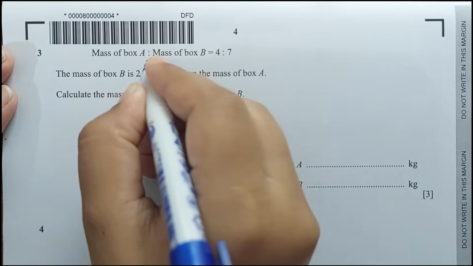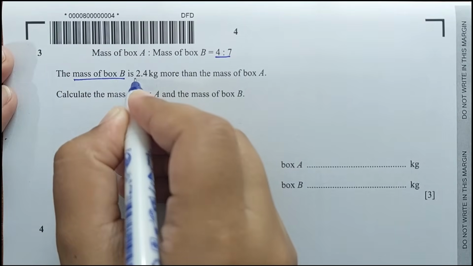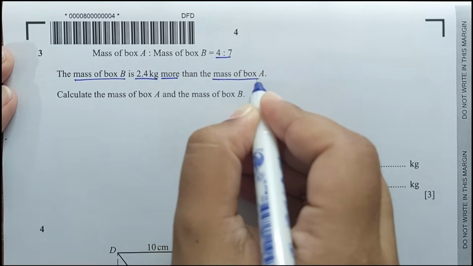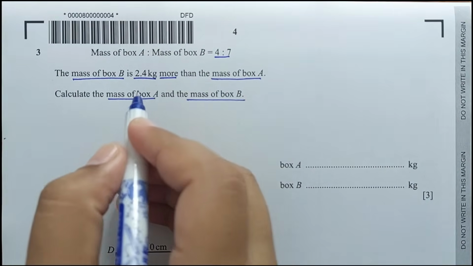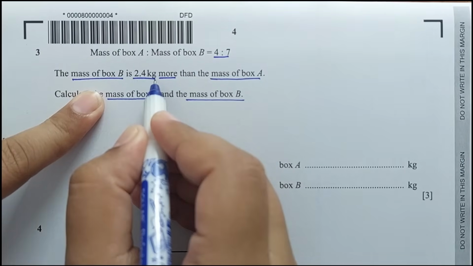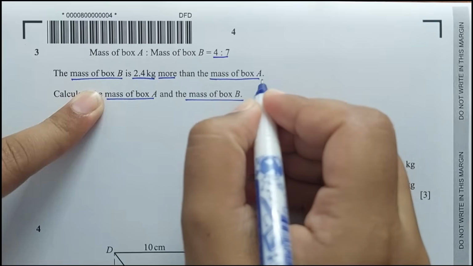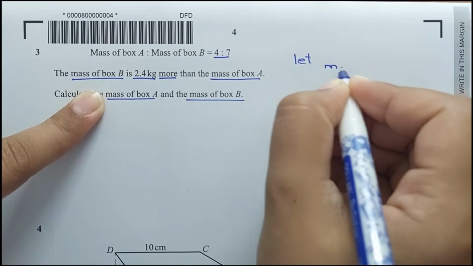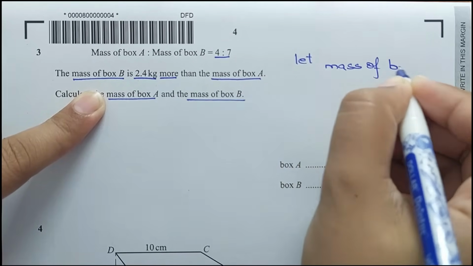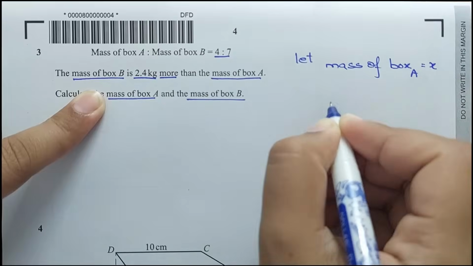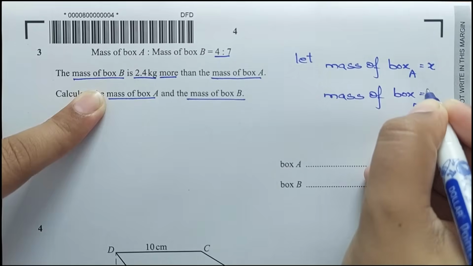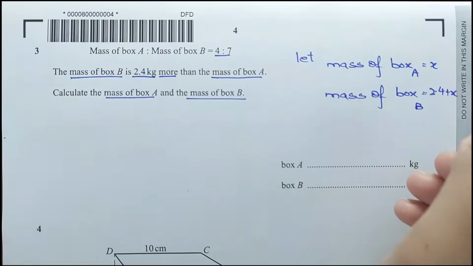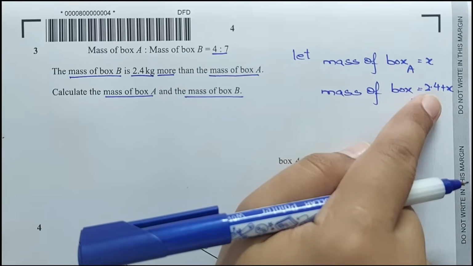Question number 3. The mass of box A to the mass of box B is in the ratio 4:7. The mass of box B is 2.4 kilograms more than the mass of box A. Calculate the mass of box A and the mass of box B. So let us suppose the mass of box A is X. Then the mass of box B is 2.4 plus X, right?